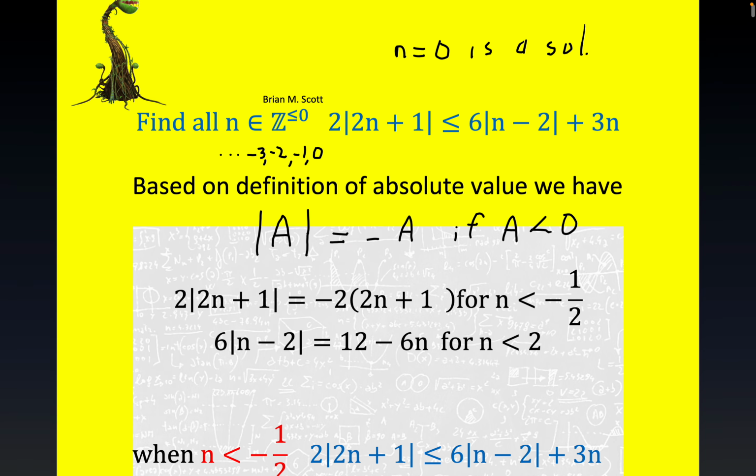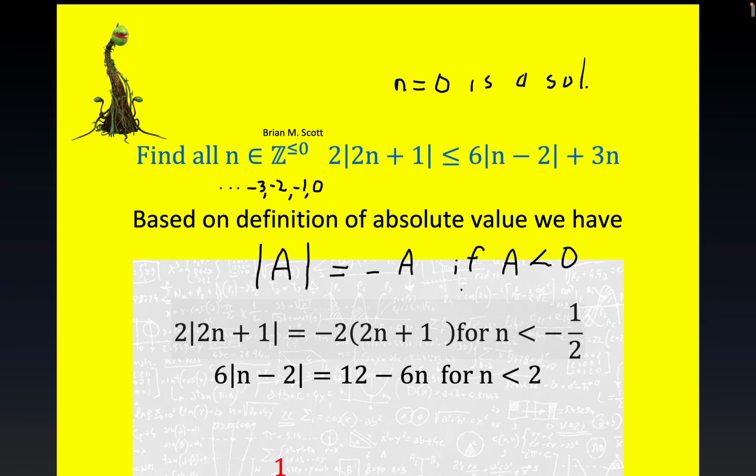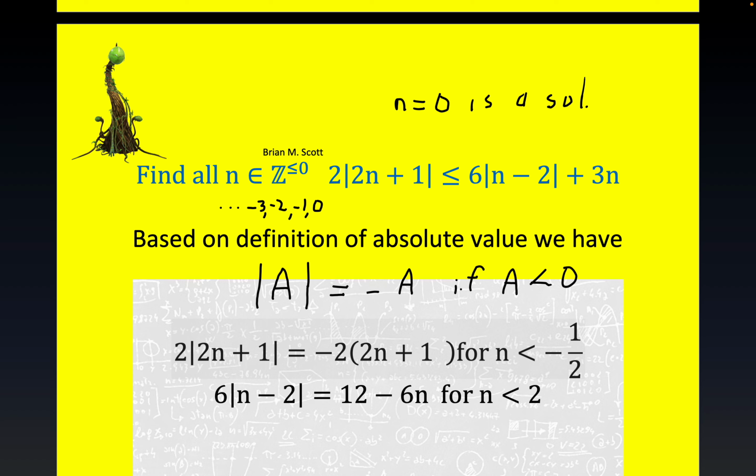Let me know what you thought. This was an SMO problem. It's a slightly modified SMO Junior problem, I think.